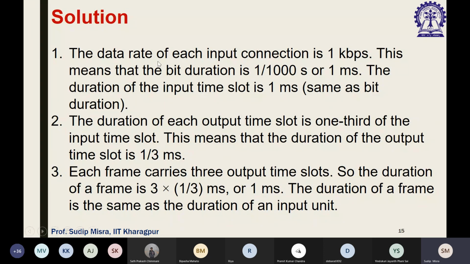So the data rate is given to be 1 kbps for each input, right? So that means the bit duration, the time for every bit, is going to be 1 by 1000 second, and 1 by 1000 is 1 millisecond. Clear? So this is how you get the duration of the input time slot to be 1 millisecond. This is your bit duration.